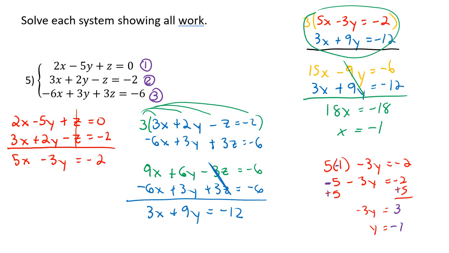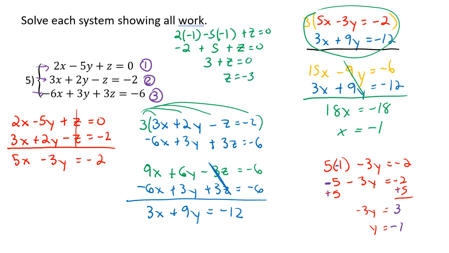So I need to go back to one of the original problems. I need to plug in the x and the y to find out what z is. I'm going to do that to equation 1. So I have 2, I'm going to plug in the negative 1, minus 5, the y is negative 1, plus z equals 0. So this is going to give me negative 2, positive 5, z equals 0. It's going to give me 3 plus z equals 0, minus the 3 over, z is negative 3. So our answer in alphabetical order is negative 1, negative 1, negative 3.